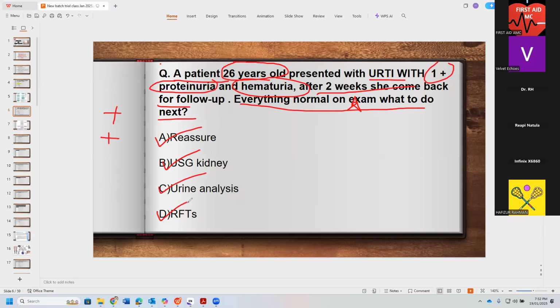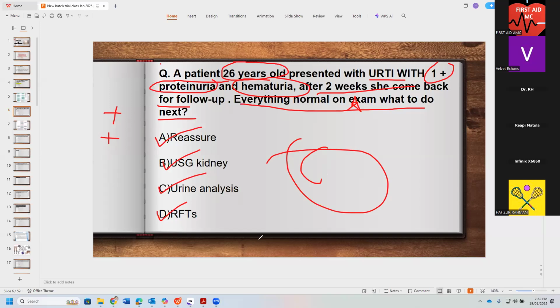So this is a 26-year-old patient who had an upper respiratory tract infection, had very mild proteinuria and very mild hematuria. After 2 weeks, she came back for follow-up. Everything is normal on examination. What do you want to do next? Reassure, do ultrasound kidney, urine analysis, or renal function test. All right, so majority is doing C. Very good.